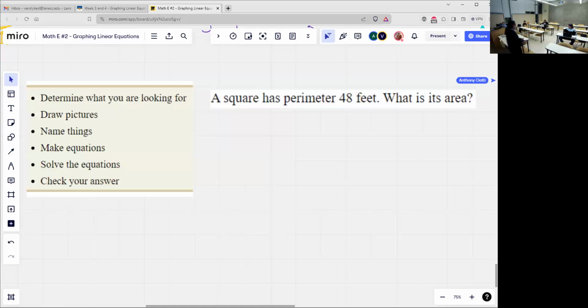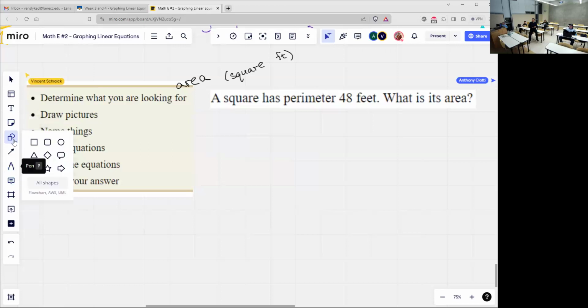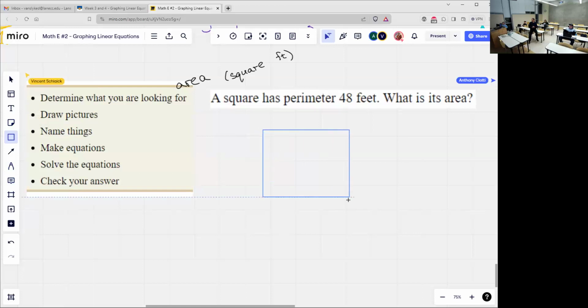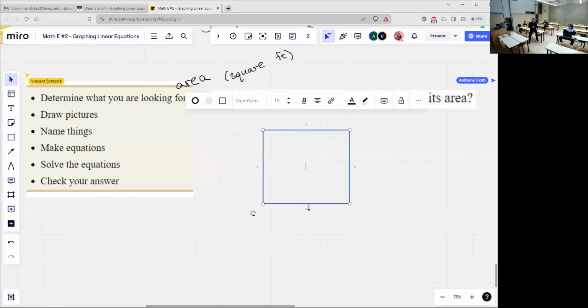The perimeter adds the sides and then area is length times width. Alright, so determine what you're looking for. What are we looking for in this one? The area. If we get something with a name like square feet, then we've done it right. If we get an answer like linear feet, we've done it wrong, and things like that we should have in our brain. Draw a picture. Okay, I will go to my picture tool and get a square. Area is always square feet, right? Yeah.